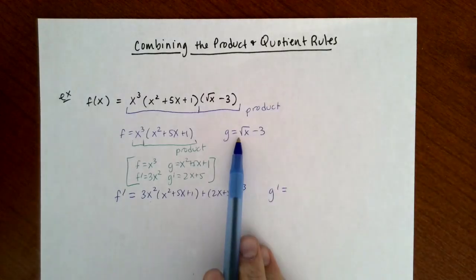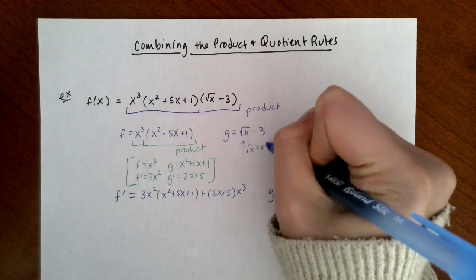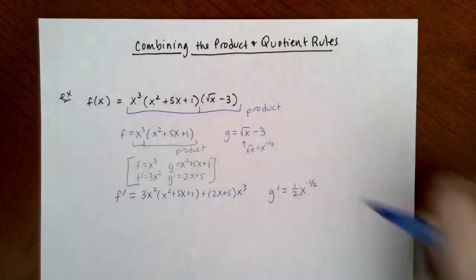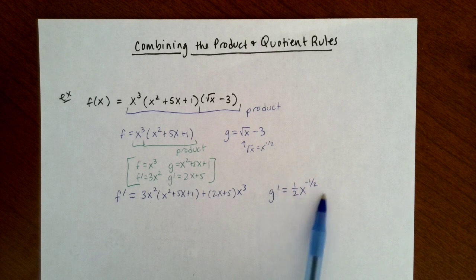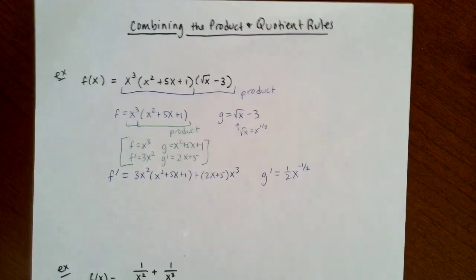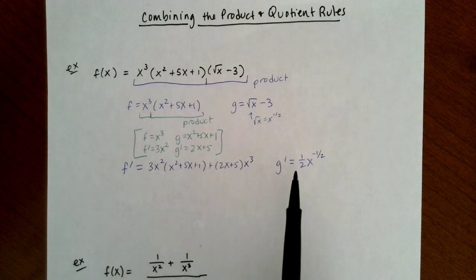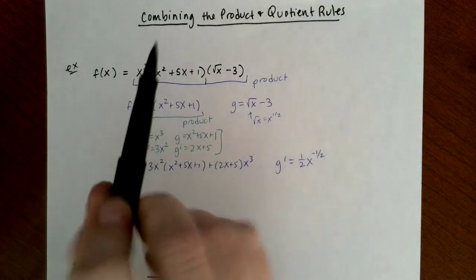And this is just a power rule, right? Because root x is the same as x to the 1/2 power, its derivative will be 1/2 x to the negative 1/2 plus 0 from the 3. Or if you want, you can write the fancy version of this, which is 1 over 2 square root of x. All right, so now that I have all four of the pieces I needed for my product rule, I'm going to put the four blue pieces together in the product rule, so f prime g plus g prime f.